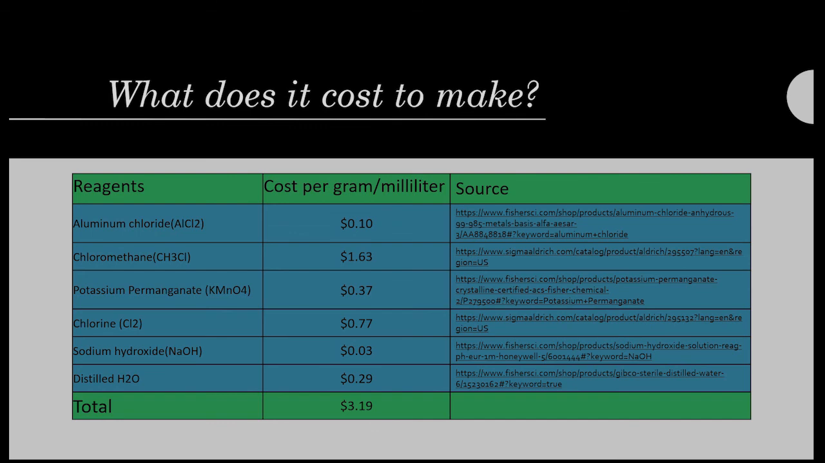To find that cost, we first need to look at how much the reagents are going to cost. So we have aluminum chloride at 10 cents per gram. We have chloromethane at $1.63 per gram. We have potassium permanganate at 37 cents per gram. Chlorine is 77 cents per gram. Sodium hydroxide is 3 cents per milliliter. And distilled water is 29 cents per milliliter. This will give us a total cost of $3.19 to synthesize this compound.